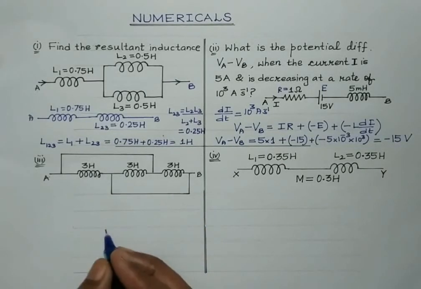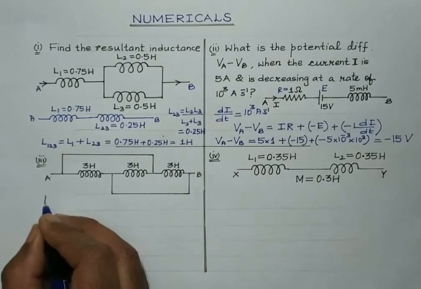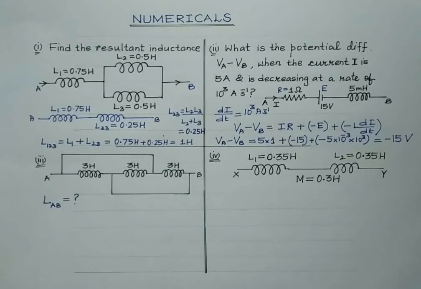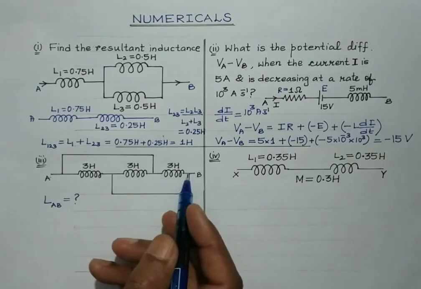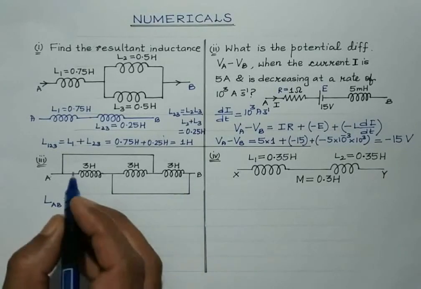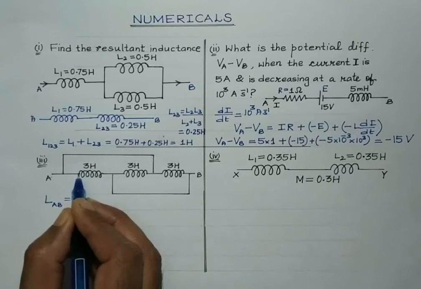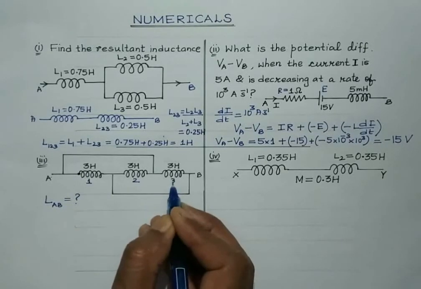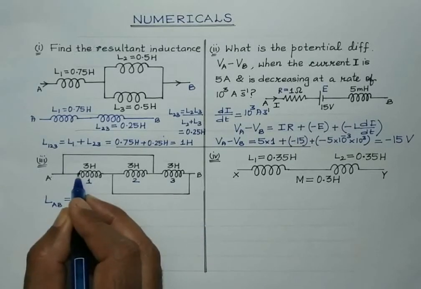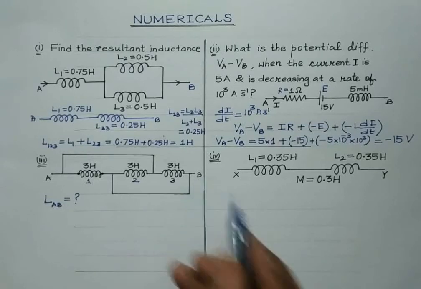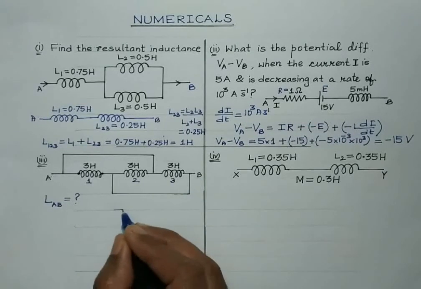Here again we are supposed to find out the effective inductance between the points A and B. And these are the three inductors, right? Actually, these three inductors are connected in parallel. All the three inductors are connected in parallel. Look, suppose this is the first coil, this is the second coil, and this is the third coil. One end of this coil is connected to point A, the other end of this coil is connected to point B. So, this is the first coil.